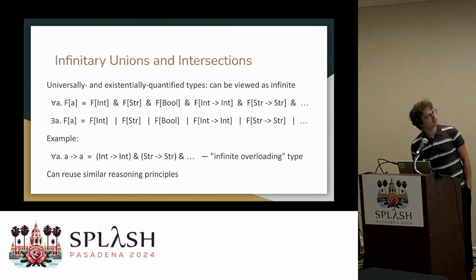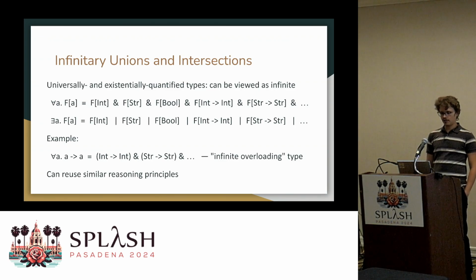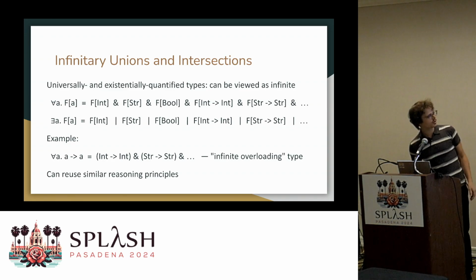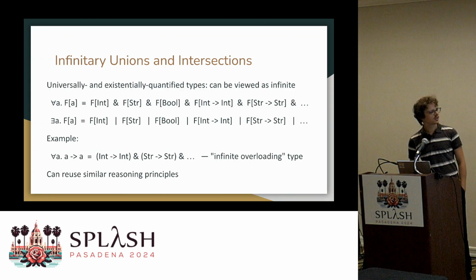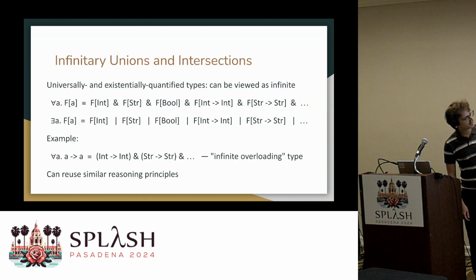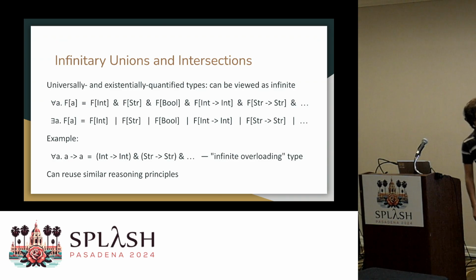And so I mentioned that I wanted to talk not only about finite intersections and unions, which is what we've seen so far, but also infinitary unions and intersections. Basically, you can think of for-all types and existential types as infinite intersections or infinite unions, right? So for all A, f of A is the same as f of int and then f of string and so on. So if you have a polymorphic function that for any A takes an A and returns an A, then it's really the same as a function that can take any particular type. Like when given an int, it gives you an int. When given a string, it gives a string, etc., right?